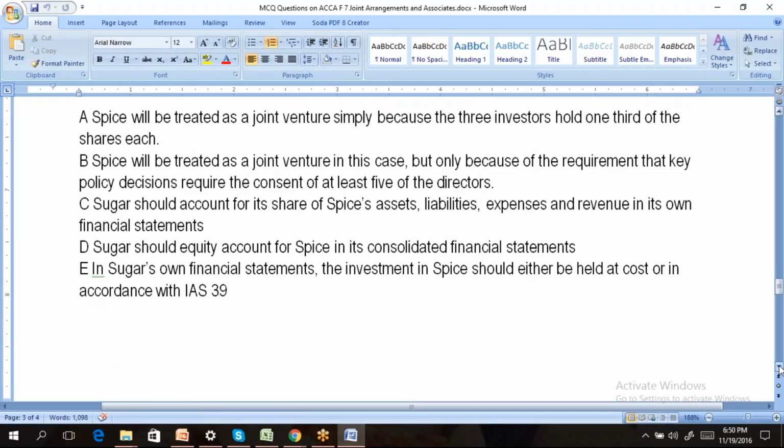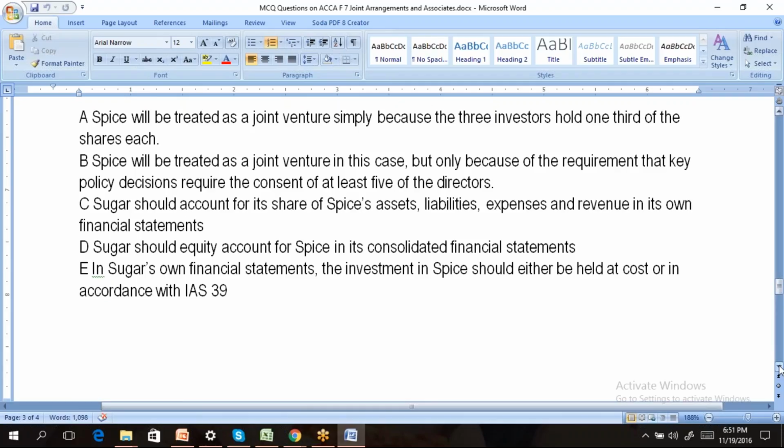D: Sugar should equity account for Spice in its consolidated financial statements. Yeah, I agree with that one.